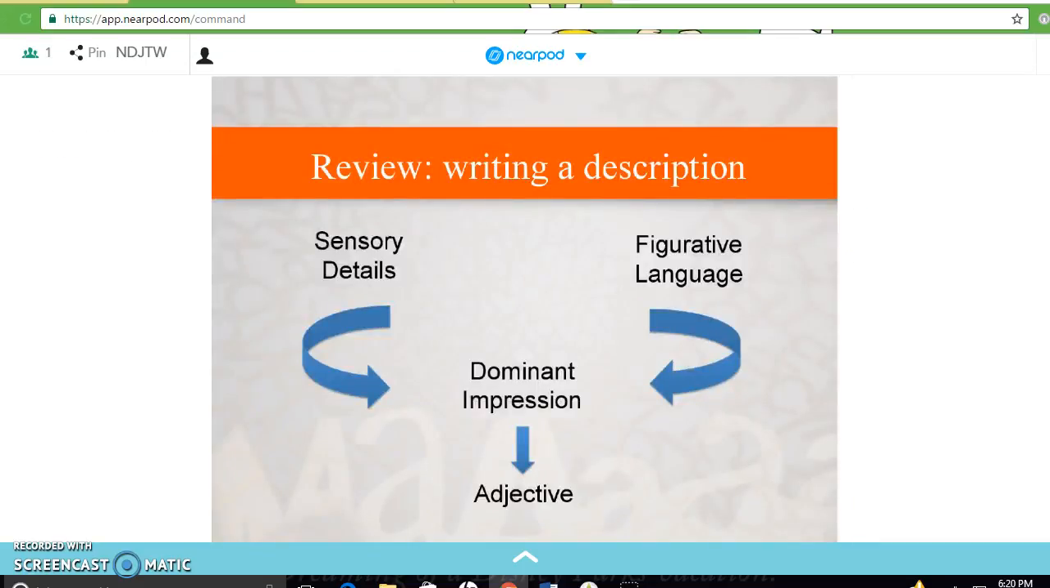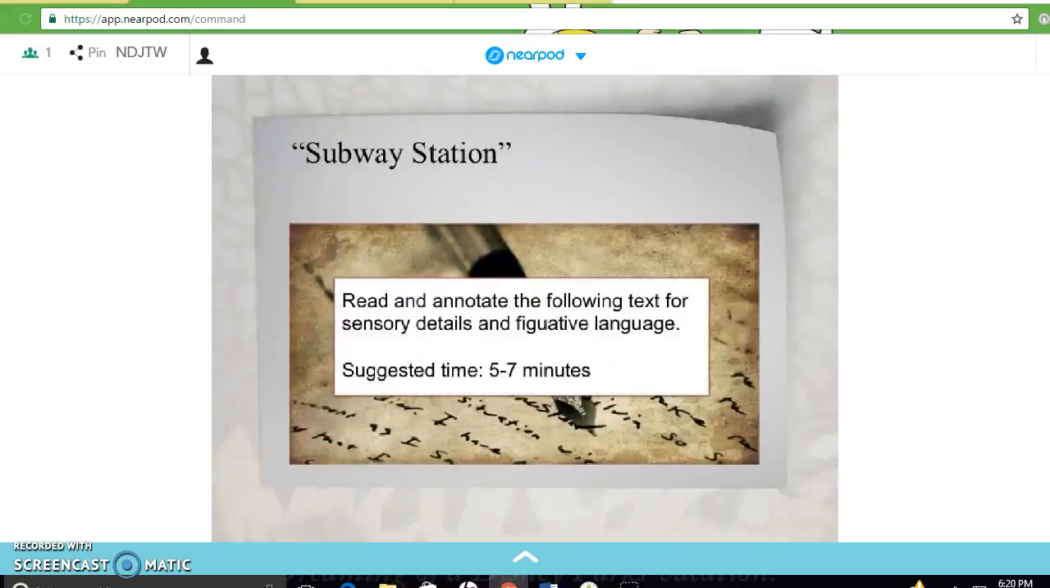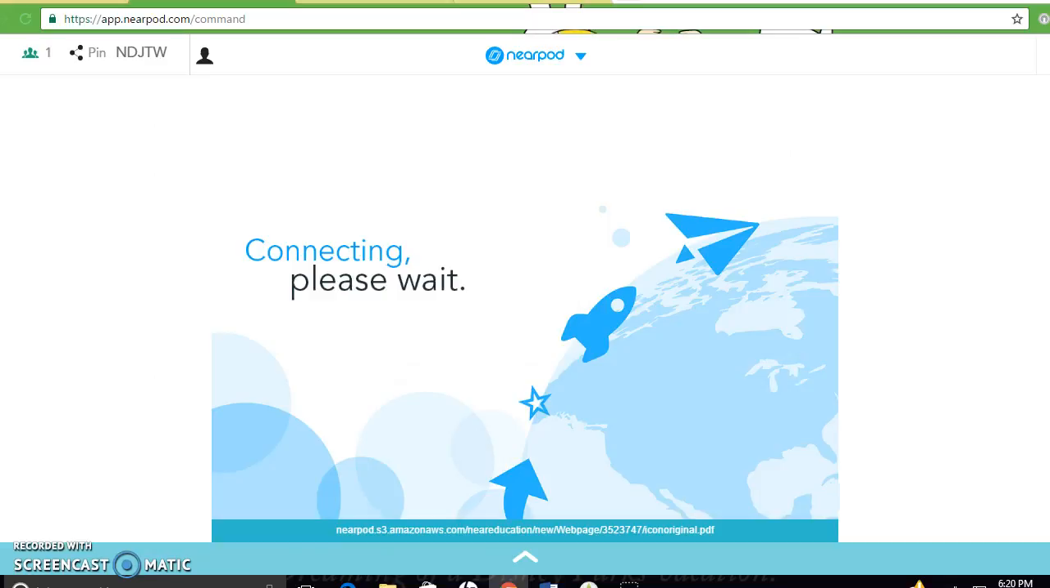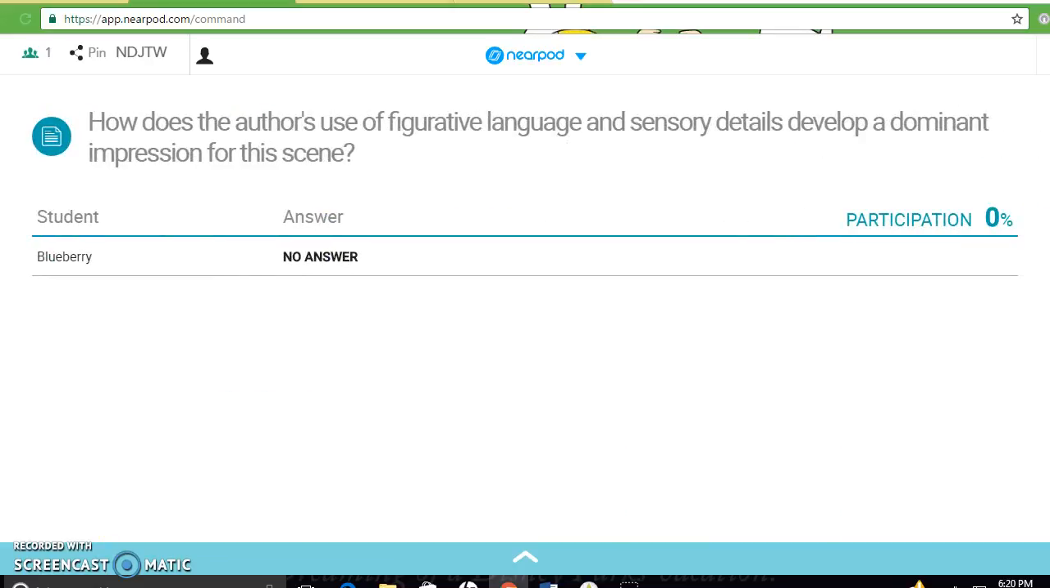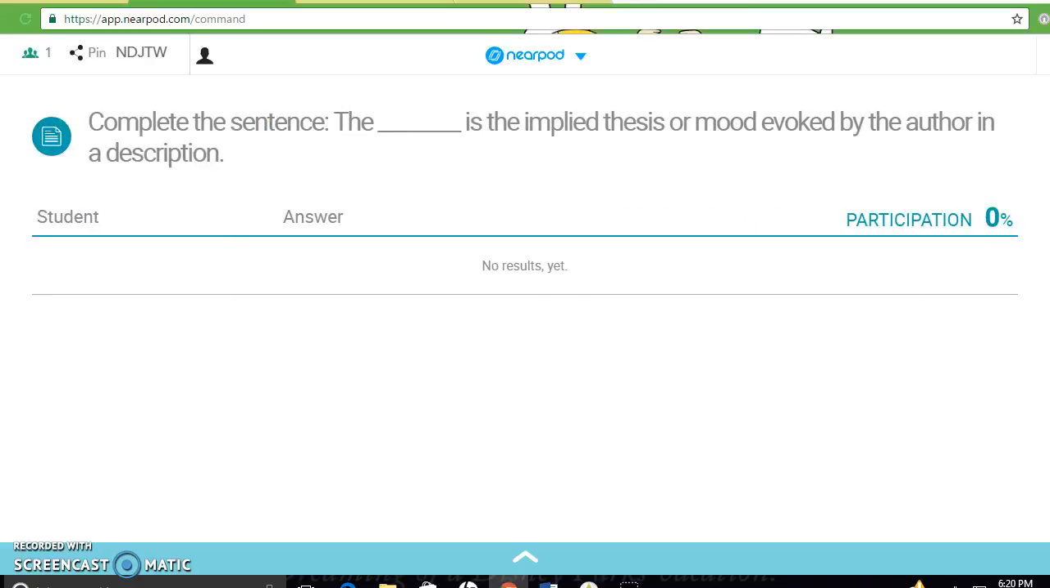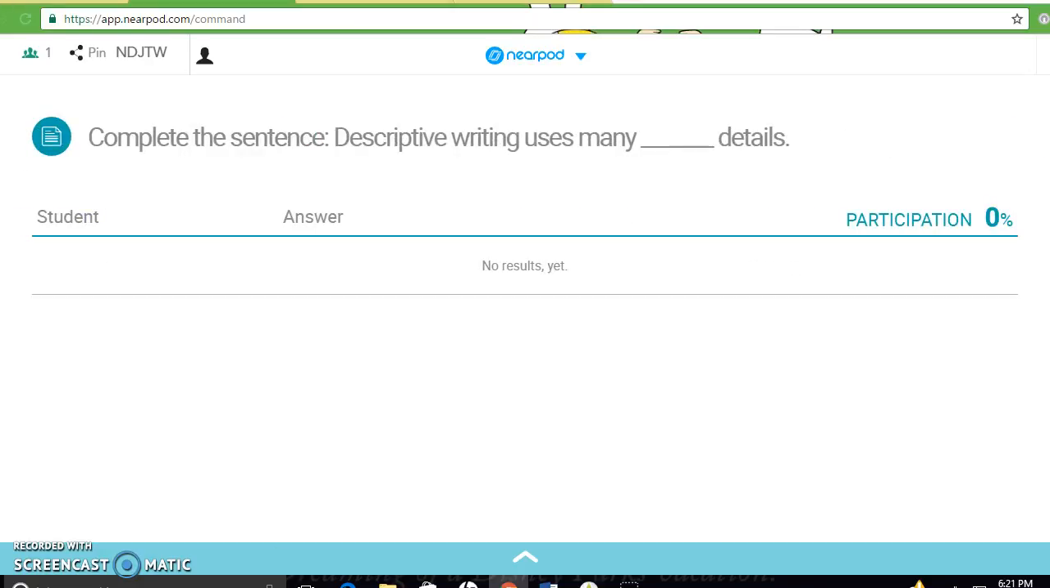Writing a description. Sensory details and figurative language go into the dominant impression, which forms an adjective. Read and annotate the following text for sensory details in figurative language. The suggested time is 5 to 7 minutes. We're going to continue over this since it is such a long activity. Complete the sentence. The blank, oh, yeah, we don't have to do these questions either.